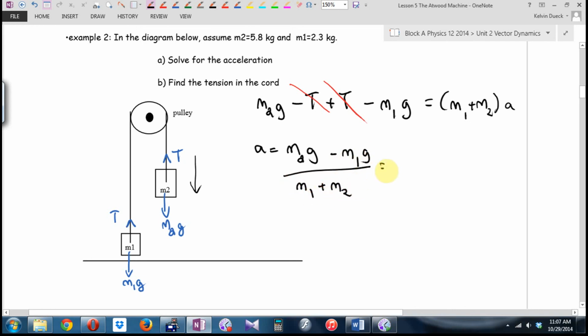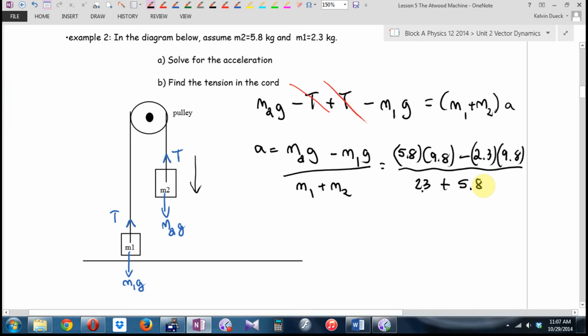It's going to be M2, 5.8, G 9.8, minus M1 2.3, 9.8, divided by 2.3 plus 5.8. Once again, I strongly encourage you, try this on your calculator, because every year I have kids that write this on the test and then have the wrong acceleration because they didn't make their dumb calculator mistakes in class.